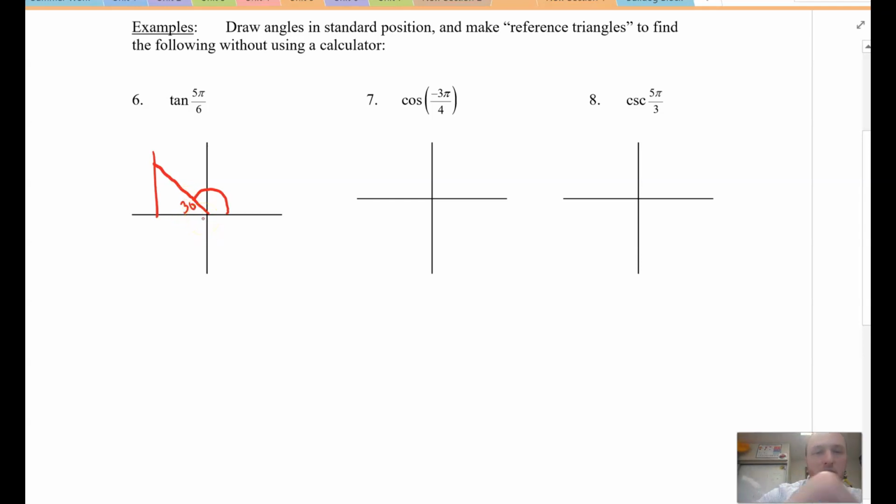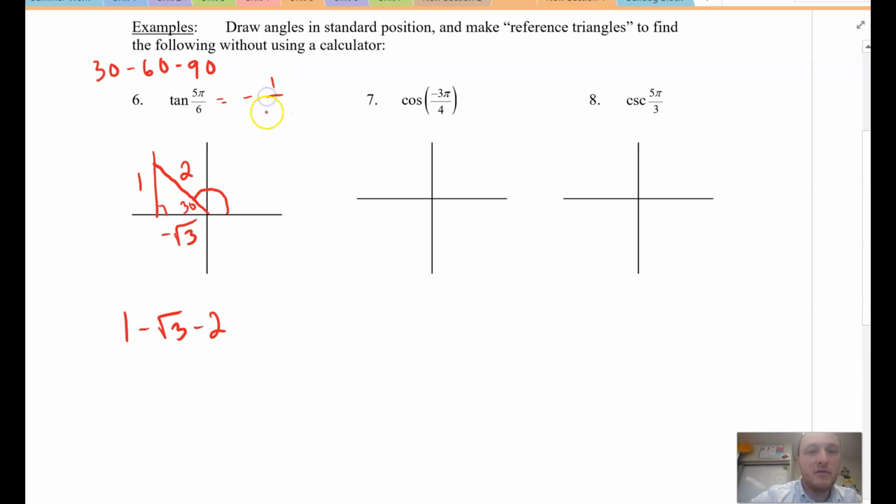So remember with our special triangles, 30, 60, 90, this is going to be a 1, root 3, 2 triangle. Okay, so the side across is 1. The largest side from my right angle is 2, and then this side is negative root 3, right? It's going to the left. That's in quadrant 2, so your x values there are negative. Okay, so we want tangent. Well, I know that tangent is opposite over adjacent, so that is negative 1 over root 3. Easy enough.